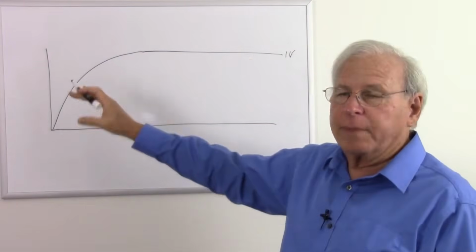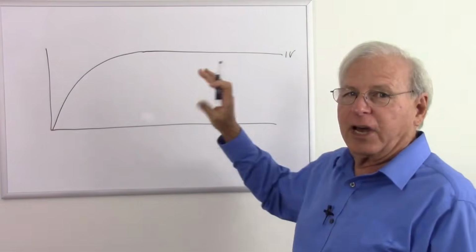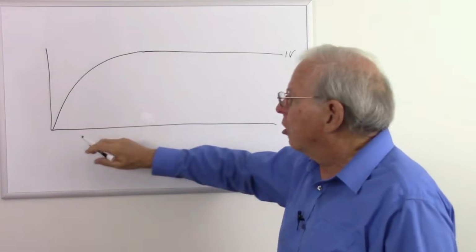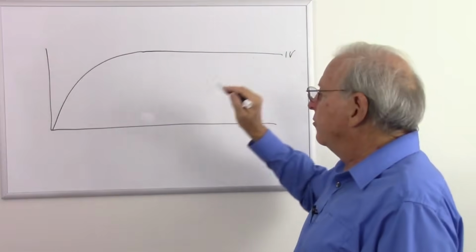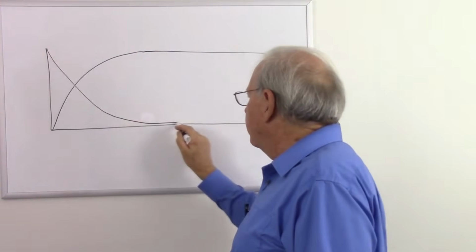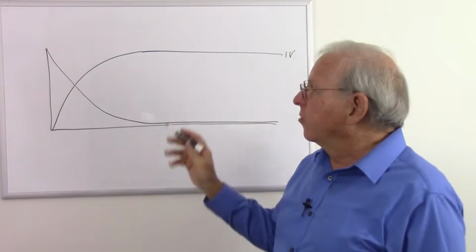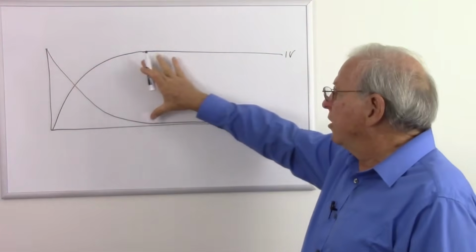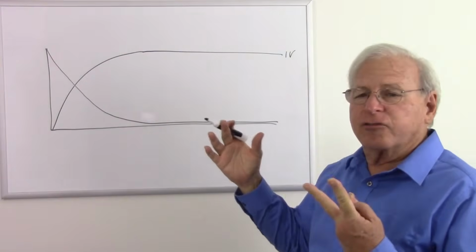So if that was a 10 volt battery, this would be 10 volts. If it was a 100 volt battery, it would be 100 volts. So it charges up to the battery voltage and then just stays there. And then the current starts at maximum, drops down to 0, and just stays there. So once the capacitor charges, it just stays charged unless we discharge it.